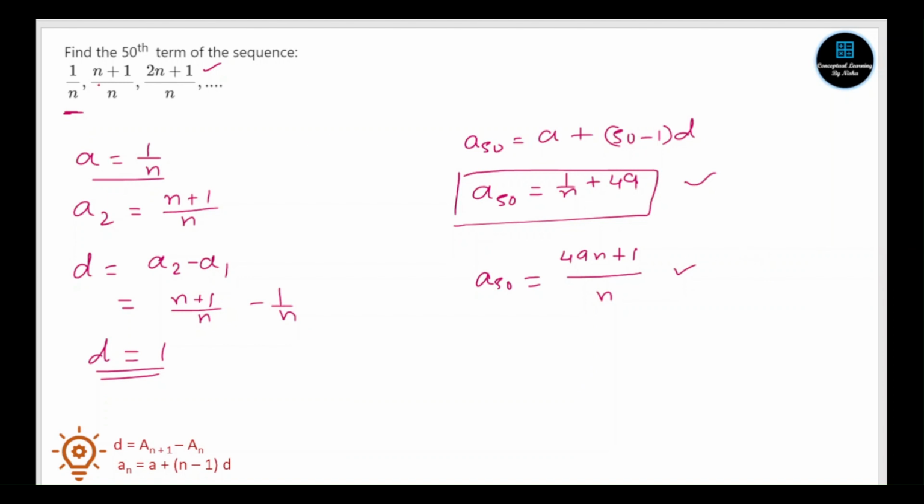See the pattern here. The first term is just 1 upon n. Second term is (n plus 1) upon n. Third term is (2n plus 1) upon n. So I can predict, right? The 50th term is (49n plus 1) upon n. And if I ask you the 100th term, it is (99n plus 1) upon n. Correct? Alright, great.